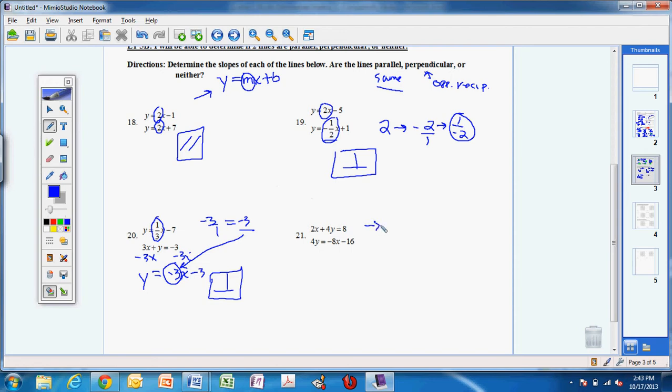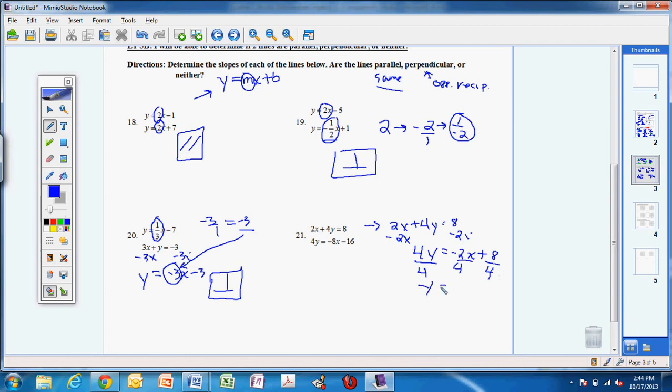For this next one, this one's a little more intense because both of my equations are not in slope-intercept form. So to get there, for that first equation, we have 2x plus 4y equals 8, and I want to get y by itself. To do that, I'm going to get rid of my x term from both sides. I'm going to be left with 4y is equal to negative 2x plus 8. Then my last step is going to be dividing by 4.